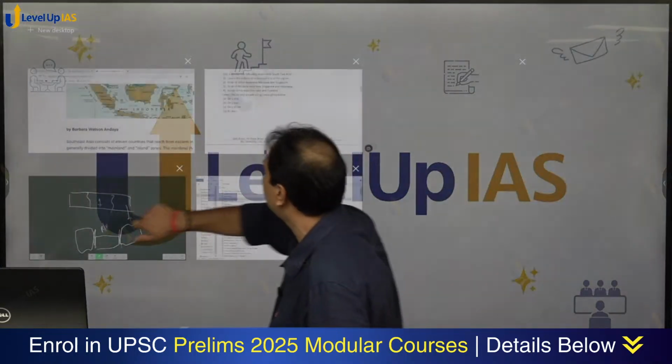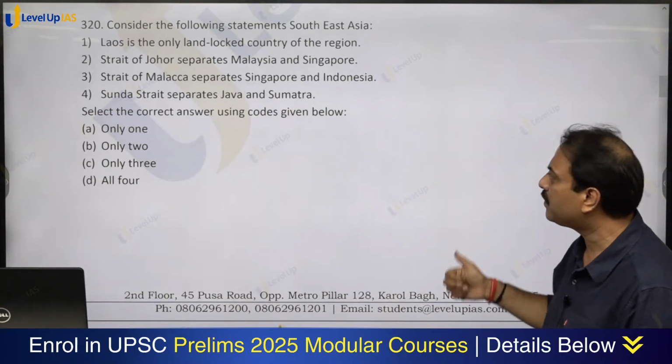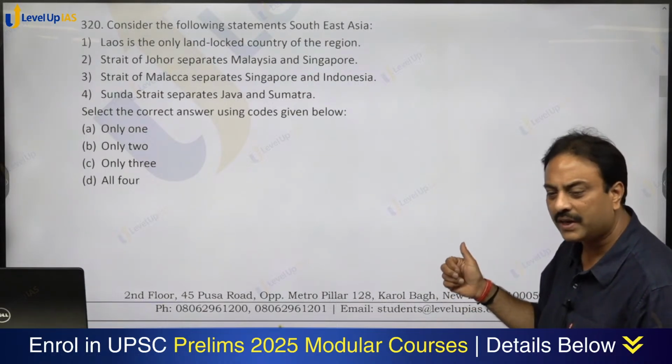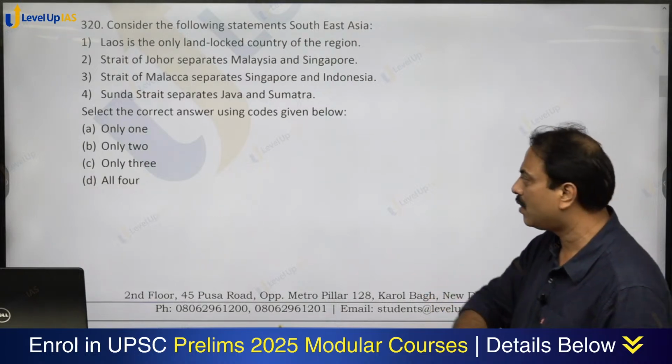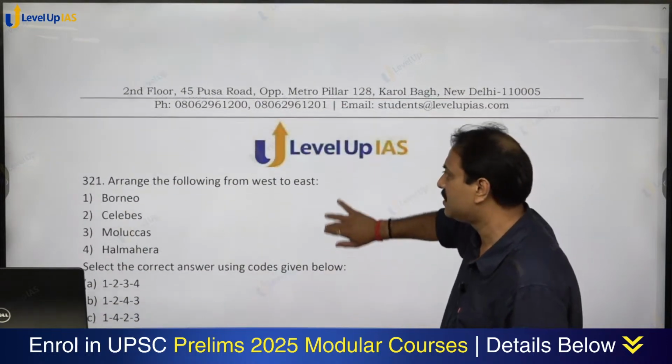Have a look over here. So Laos is the only landlocked country, correct. Strait of Johor separates Malaysia and Singapore, correct. Strait of Malacca separates Singapore from Indonesia, correct. Sunda Strait separates Java from Sumatra is also correct. All four statements are correct. So all four, option D, D for dog is the right answer.